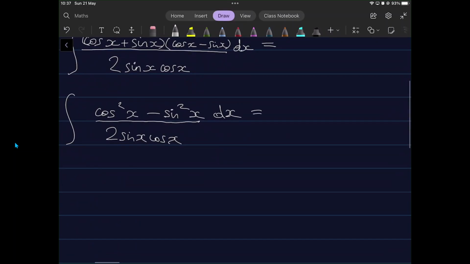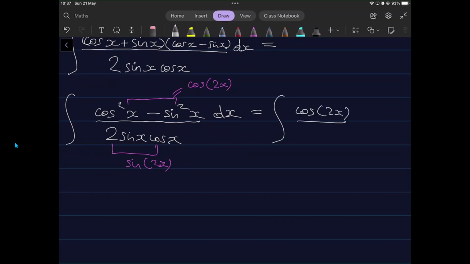The numerator, if you're very fluent with your trig identities, this bit, cosine squared minus sine squared, actually is equal to cosine of 2x. That's our double angle formula. What do you notice about the denominator? That is sine of 2x. So if we rewrite this integral using those two trig identities, you get cosine of 2x divided by sine of 2x with a dx at the end.